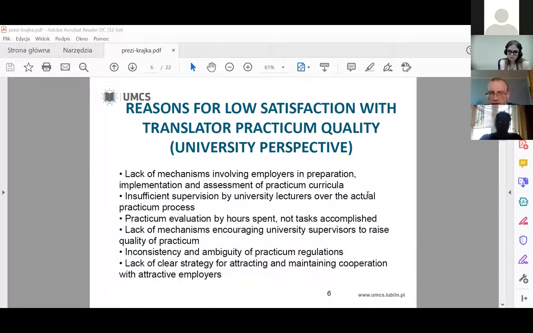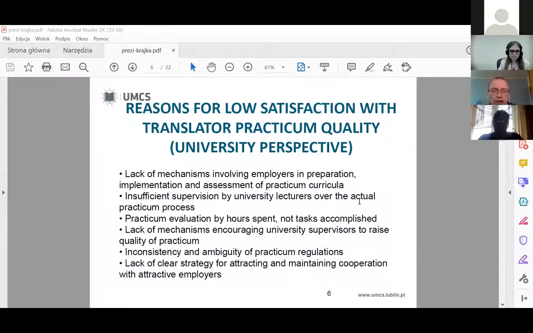And unfortunately, this first stage of our existence showed relatively low satisfaction of students with translator practicum quality. This was not only our problem. This slide refers to the findings of the study conducted within practicum, evaluation of practicum in the entire university. And as you can see, these are certain problems that are not only specific to foreign languages, but the problems of finding employers, keeping them, attracting, maintaining cooperation, the problem of evaluation of practicum, the problem of mechanisms that would encourage university supervisors to try to raise the quality of the practicum are common for all faculties.